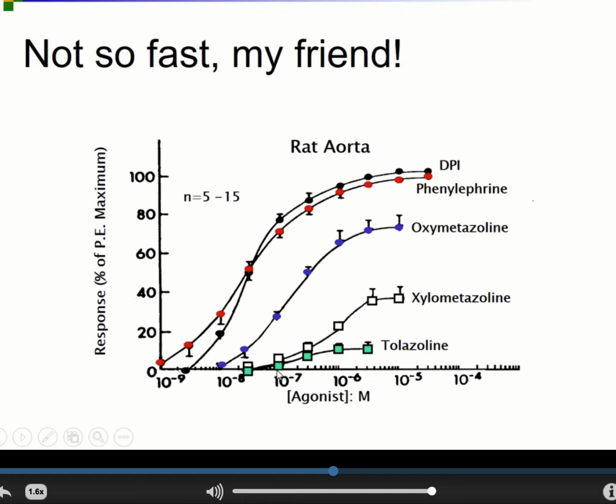Now, I'm going to tell you that each of these drugs achieves 100% occupancy at a high enough concentration. And so all of these drugs, when they plateau, they're at 100% occupancy. But notice that the percent response is very, very different between them. This tolazoline, even at 100% occupancy, achieves maybe 10% response. And so there cannot possibly be a one-to-one relationship, and it must be more complicated than that.